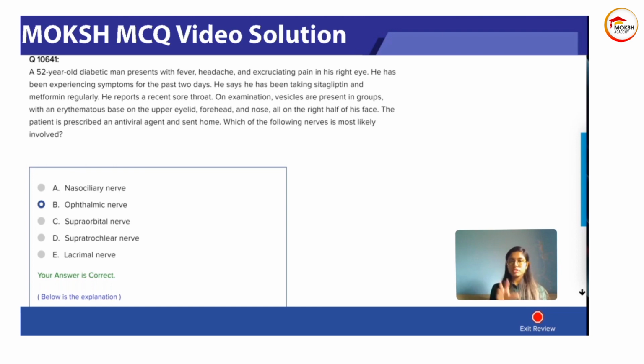Now over here they mentioned that upper eyelid, forehead, and nose is involved, and that's why the answer is ophthalmic nerve and not the specific branch.